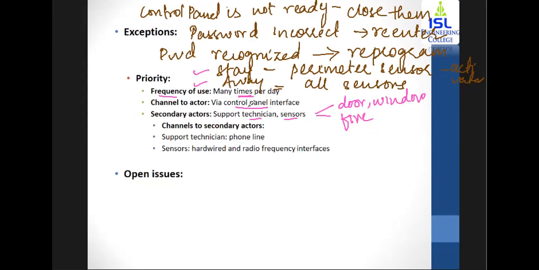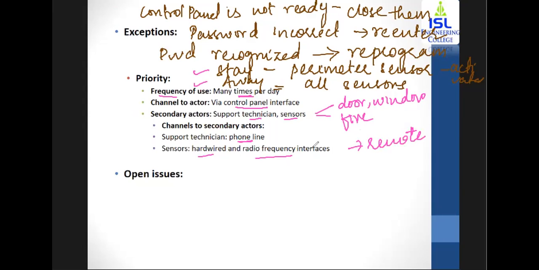And then the next one is channels to secondary actors. Now how you're going to interact with the secondary actor? Support technician via the phone line, that is you can contact the technician by making a call. And sensors are hardwired and radio frequency interfaces. You can have some remote functionalities that can be used to open the door, close the lights. This all can be done by the sensors.